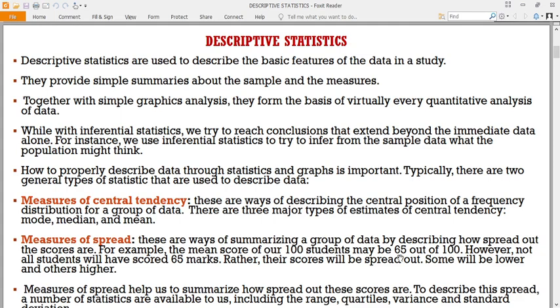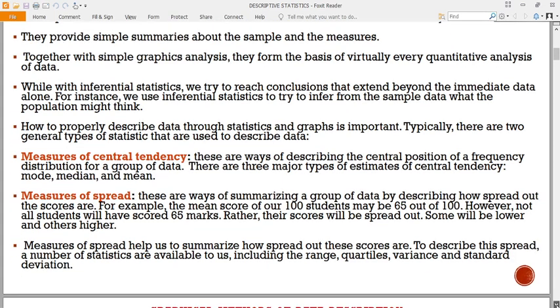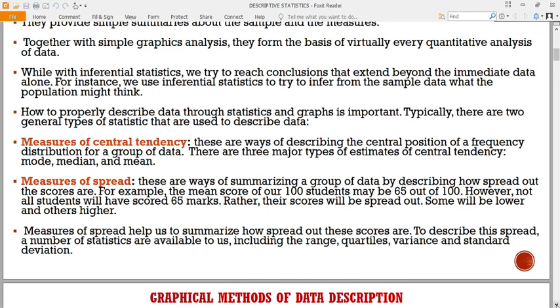Then the other measure is the measure of spread, where we come up with a summary describing how spread out the data or the scores of the data are. For example, if the mean of 100 students is 65 out of 100, it's not always a must that everyone has 65. So how spread out are the marks from the mean? So under that, we shall be looking at standard deviation and variance.